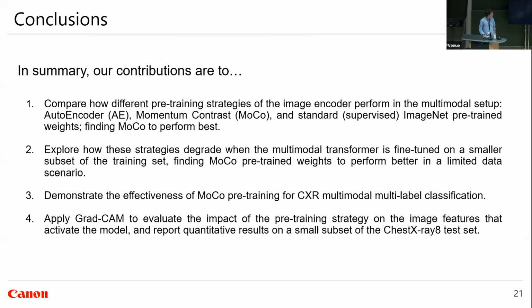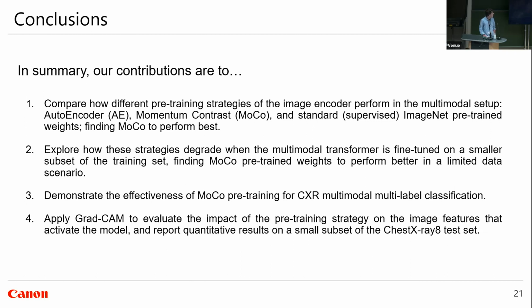We explore how these strategies degrade when using a smaller subset of the training set. Again, finding MoCo to be the best solution we explored, and we demonstrate that pre-training the image encoder on chest X-ray also achieves better performance for multimodal, multi-label classification.